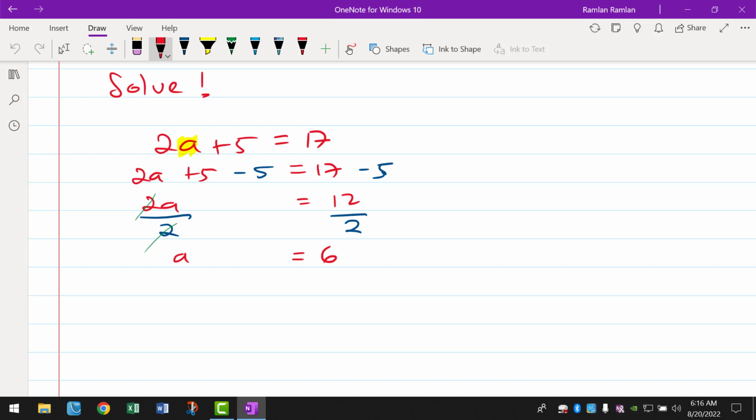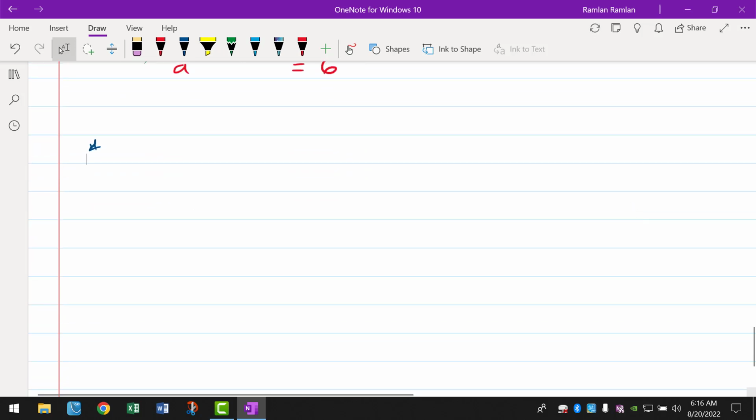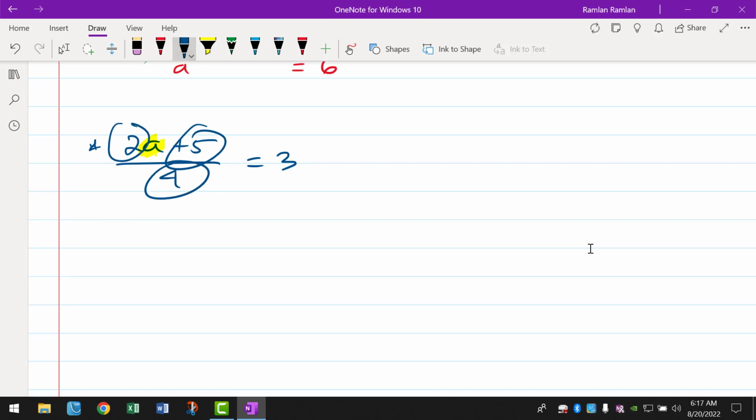For example, if I have an algebraic fraction, let's say I again have to solve this equation: (2a + 5) over 4 equals 3. Okay, so again, the basic concept is to make the variable alone on one side of the equal sign. This one has a on it, right? So we need to get rid of this, this, and this, right?